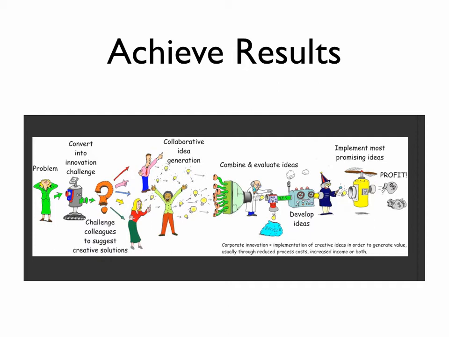Something else I wanted to point out in this particular chart is in the bottom here on the right hand side. It says corporate innovation equals implementation of creative ideas in order to generate value, usually through reduced process costs, increased income, or both. Okay, so the reason I'm pointing that out is because one of the requirements in this particular assignment is that you utilize text annotations. Okay, so this is an example of a text annotation. So you would get credit for using text annotation in this particular piece.